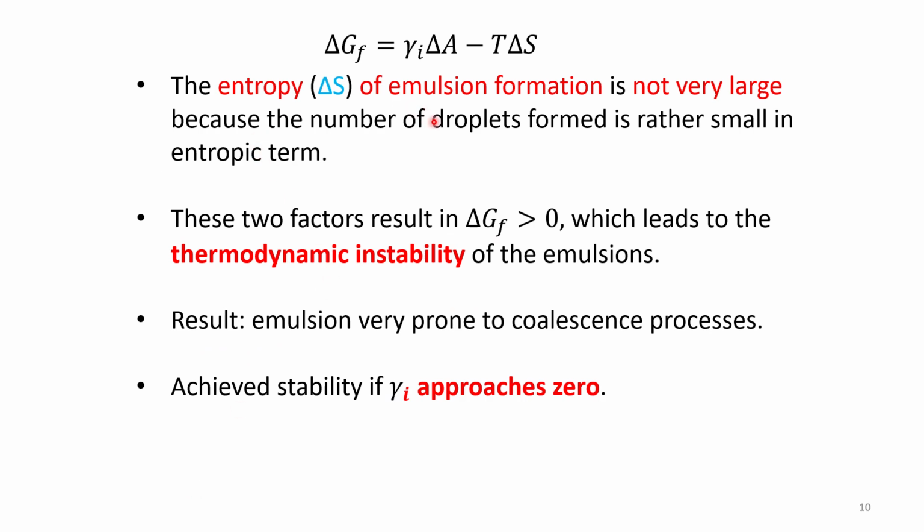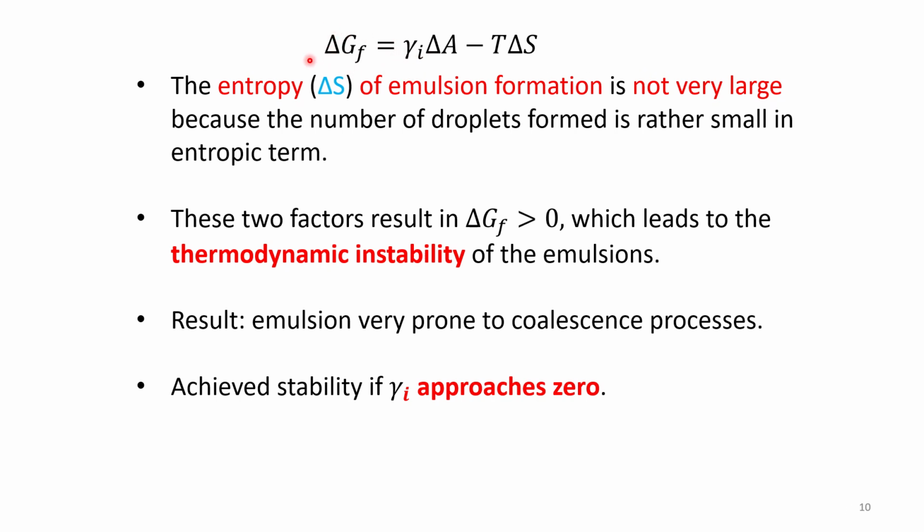Because the entropy is relatively small compared to the energy that we need to introduce to the system, the total Gibbs free energy remains greater than zero. This leads to thermodynamic instability and makes the emulsion prone to coalescence, which is the destabilization of the emulsion. While if we want to produce a system that is stable, then we have to make this term negative.